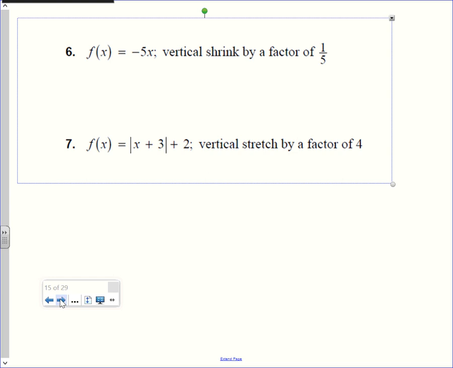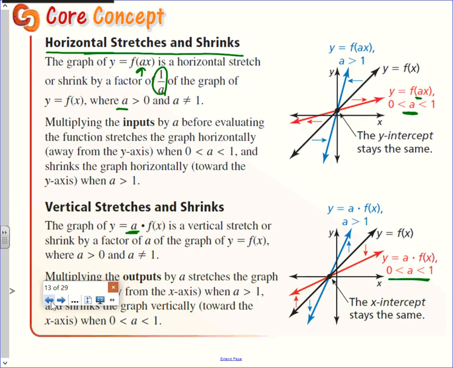Vertical shrink by a factor of 1/5. Okay, so for a vertical shrink, do I have to multiply the whole output or just the input by some value of 1/5? Let's see, vertical stretches and shrinks. It's saying multiply the whole output, notice. So here's the whole output. I'm going to multiply it by some factor A.